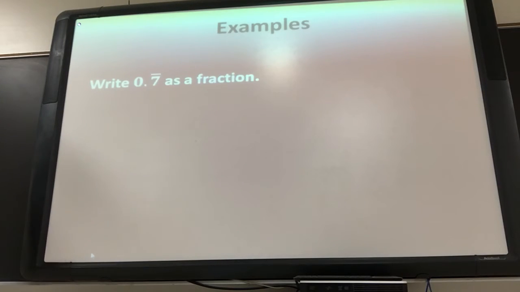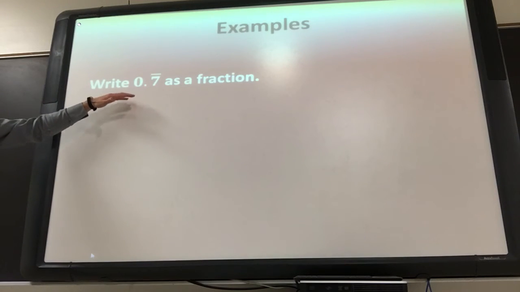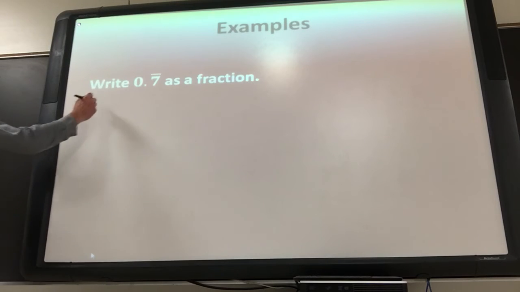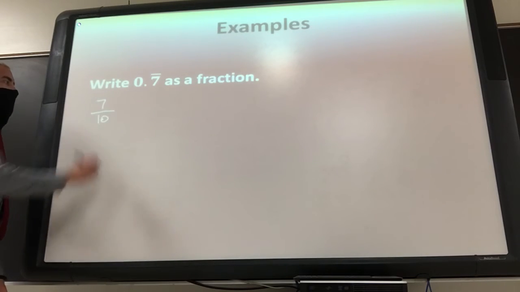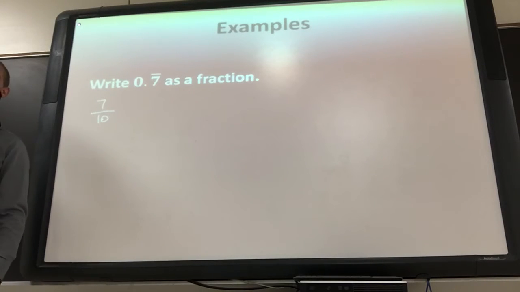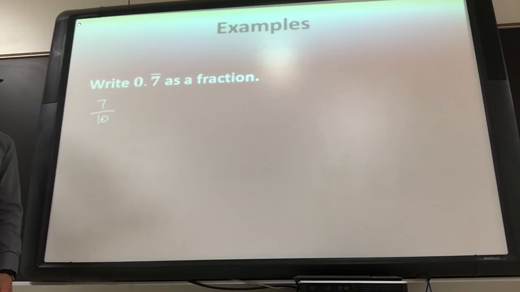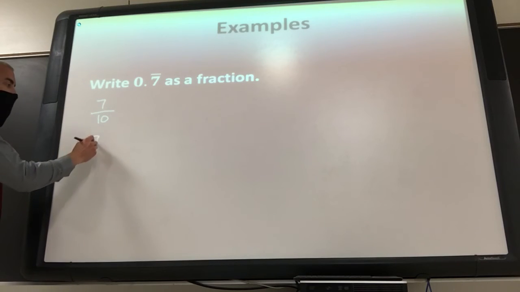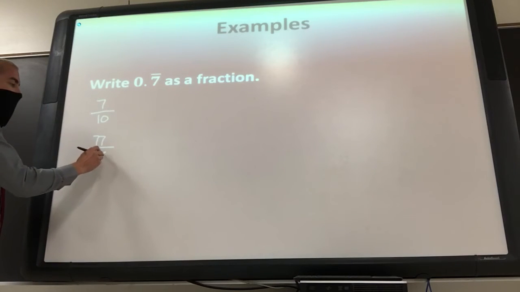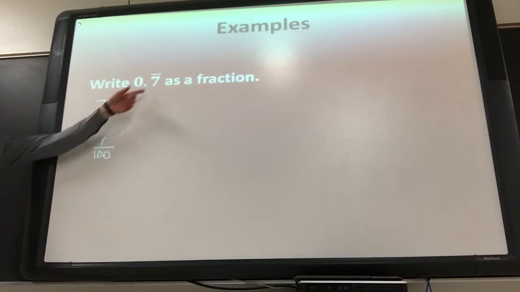All right, what about 0.7 repeating? Right now, that 7 is in what spot? The tenths. But is 7 over 10 the same as 0.7 repeating? No, okay. So what if we said it's 0.77? Let's say it was 77 over 100. Is that the same thing as 0.7 repeating?